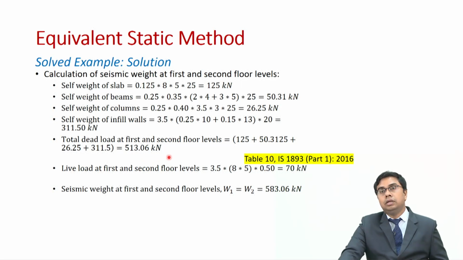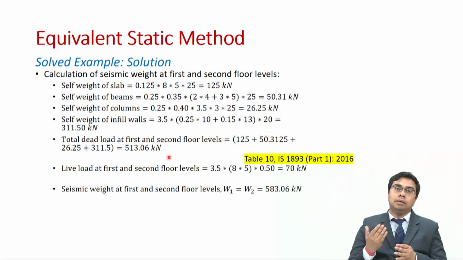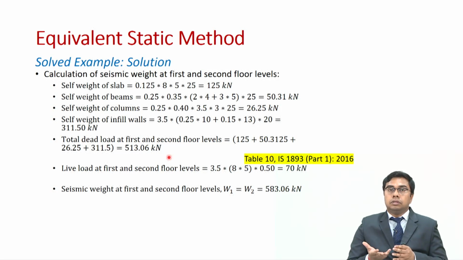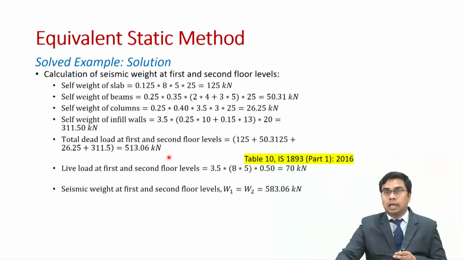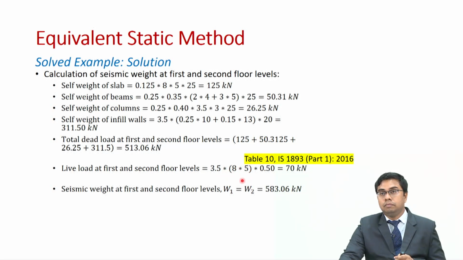Now, at this point, since the live load is given to be 3.5 kilonewton per meter square, 50% of the live load contribution shall be considered in case of seismic load calculation. So, the live load at first and second floor levels shall be 3.5, which is the loading intensity, into 8 into 5, which is the tributary area for the frame, multiplied with 0.50, which is the contribution of live load in our case. This gives live load at the first floor or the second floor level to be 70 kilonewton.